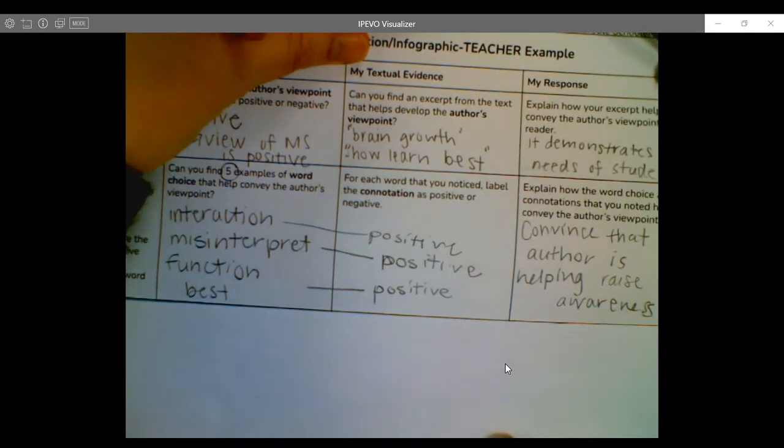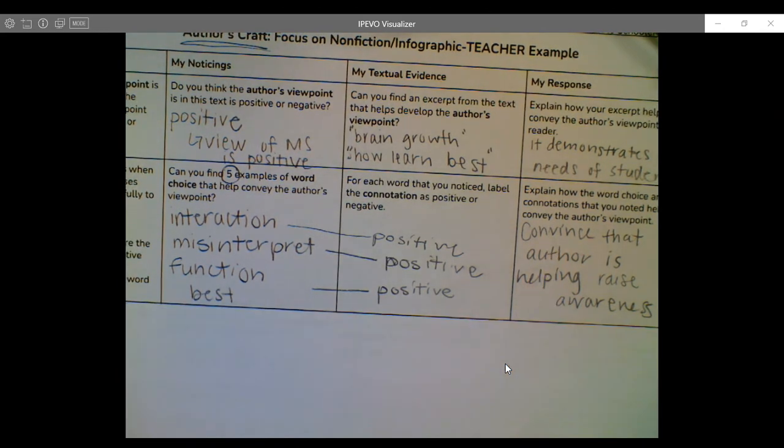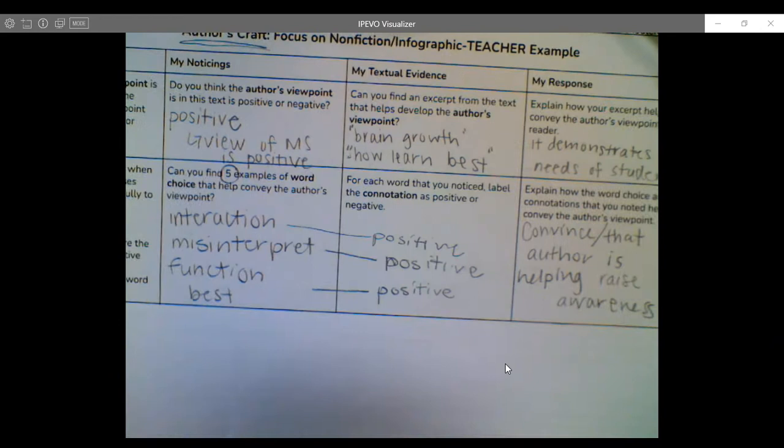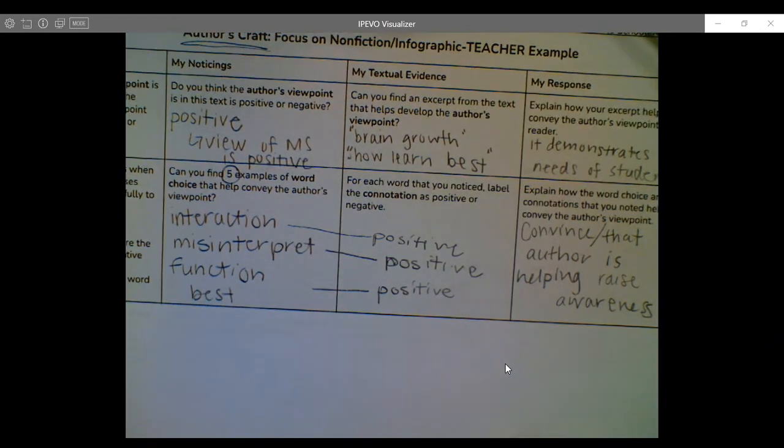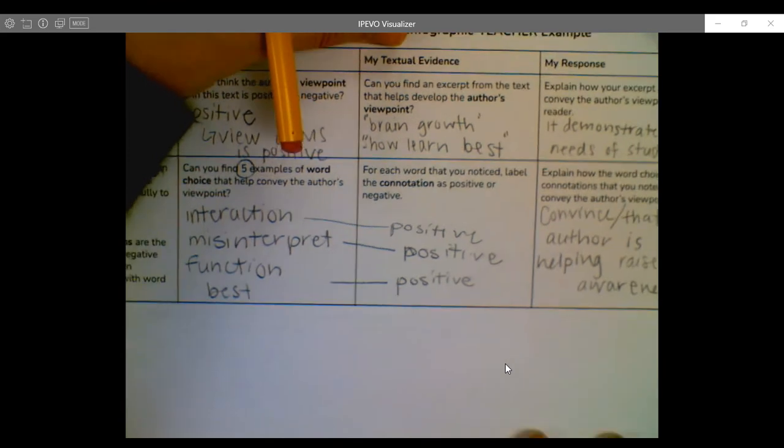And I wrote that this is to convince the reader that middle schoolers are misunderstood and that the author is trying to raise awareness. All right, so it's to convince you, but it's also to help you better understand middle schoolers in general.